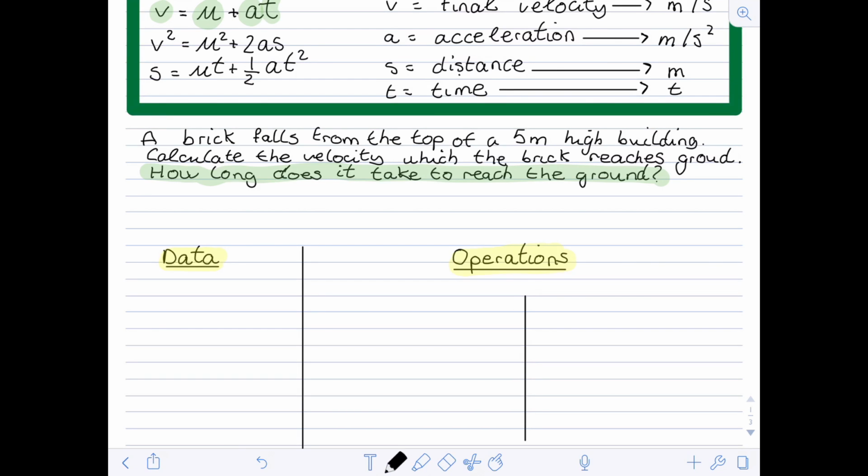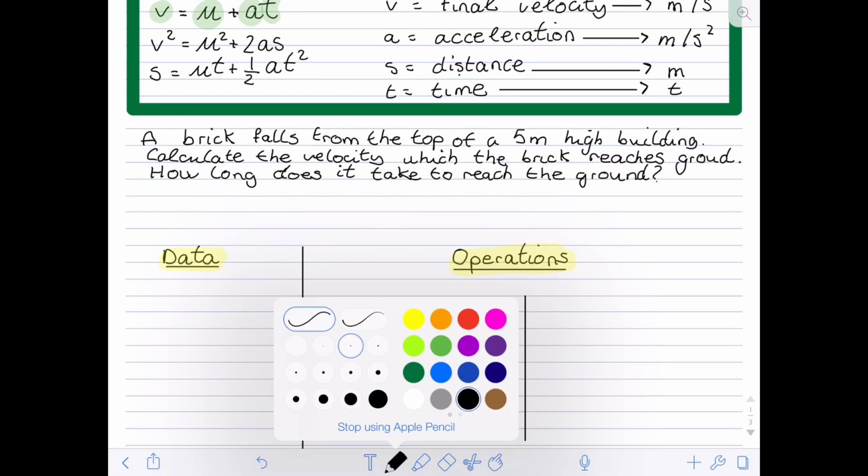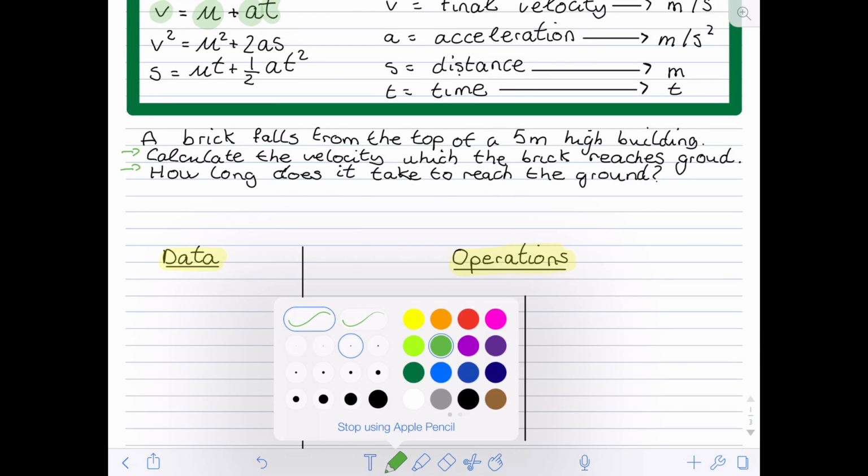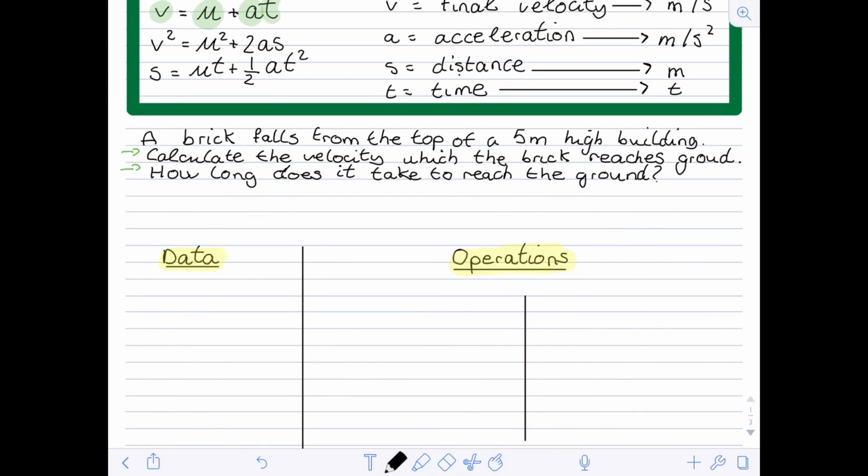It says a brick falls from the top of a 5-meter high building. Calculate the velocity with which the brick reaches the ground. How long did it take to reach the ground? So we have two questions, this one here and this one here. Let's start by writing the data we know.